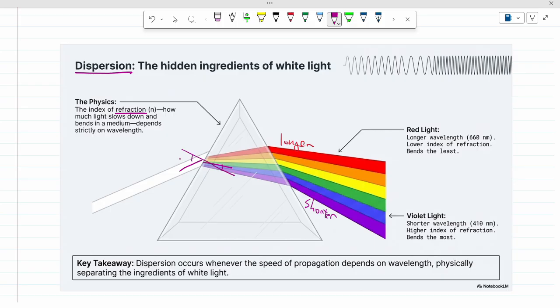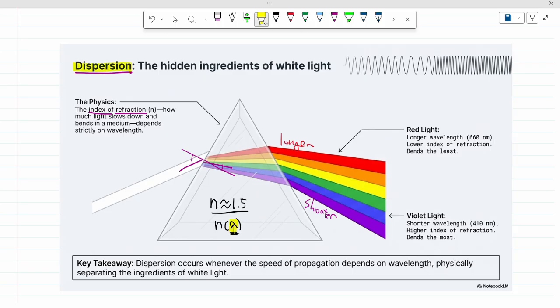And how much it bends is given by something called the index of refraction. That's determined by how fast the light moves in a material. And for a glass material, you might say the index of refraction is about 1.5. Now, this index of refraction actually depends on the wavelength of the electromagnetic wave. And this dependence on electromagnetic wavelength is what we call dispersion.